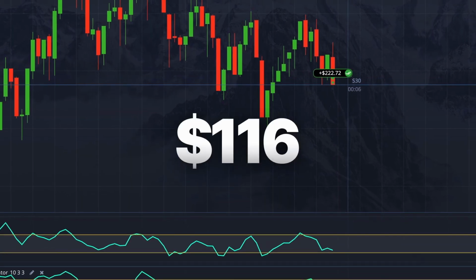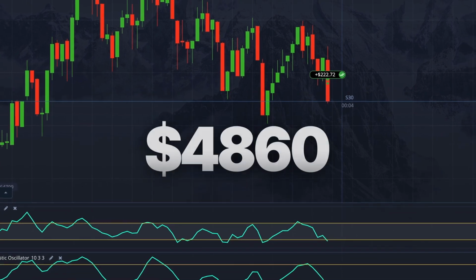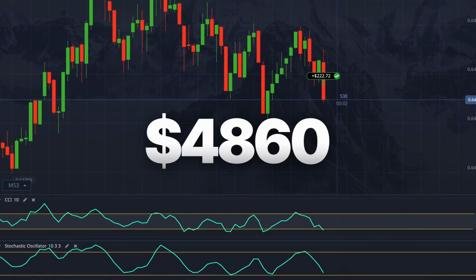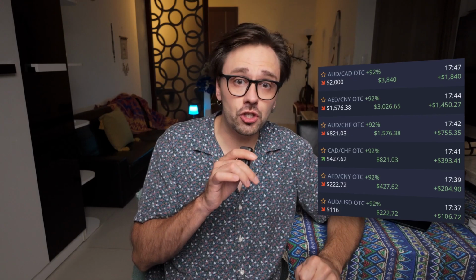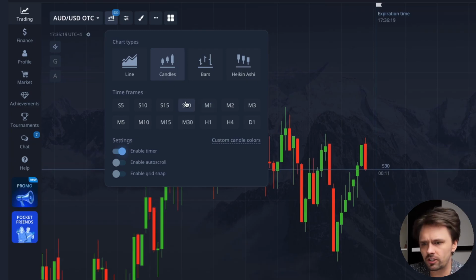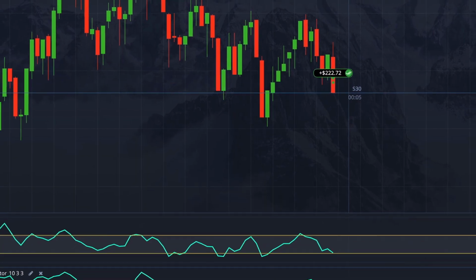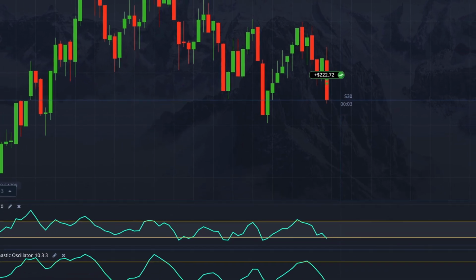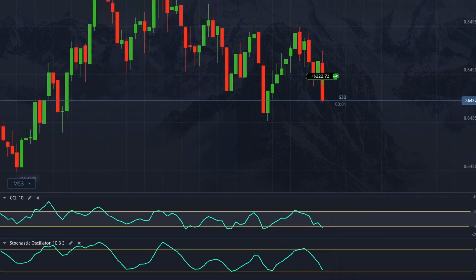I managed to grow from $116 to $4,860 in just one trading session using only 2 indicators. And here is the most interesting part. On a short time frame, this combo works almost with no delay at all. So today I'll show how, using these 2 simple tools, you can catch reversals earlier than others and enter the market with maximum precision. So, if you are ready to dive in, let's begin.